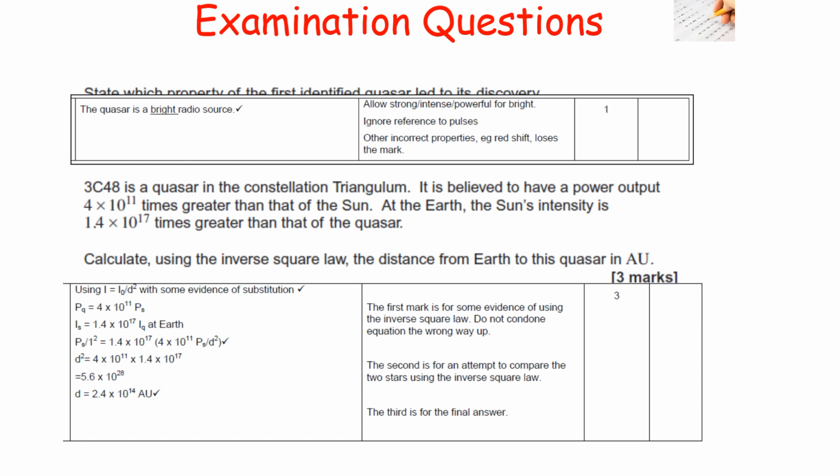Remember, the power of the sun can just cancel through because we're just equating it to 1. So therefore we can say distance squared equals 4 times 10 to the 11 times 1.4 times 10 to the 17. So d squared is equal to 5.6 times 10 to the 18. So d equals 2.4 times 10 to the 14, and the units are AU because the distance from the Earth to the sun was given in units of AU. So the distance from the quasar to the Earth must also be in that particular unit.